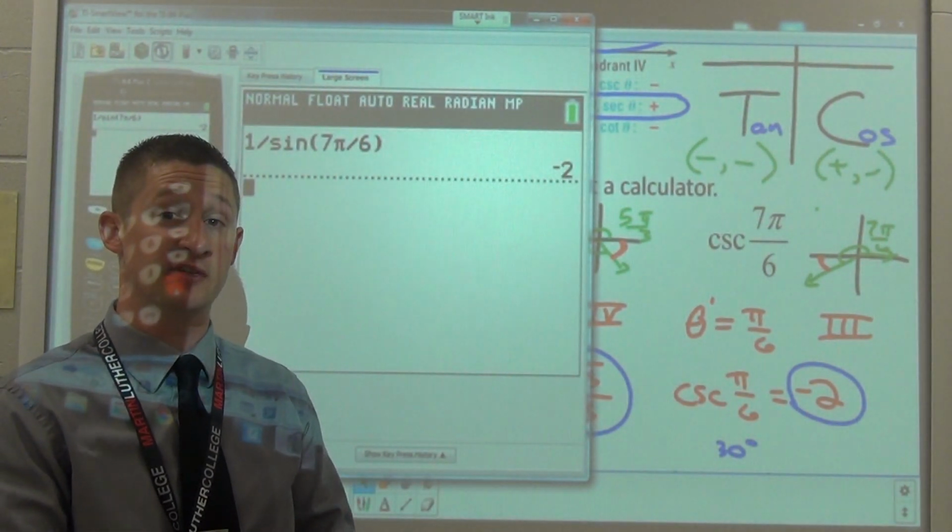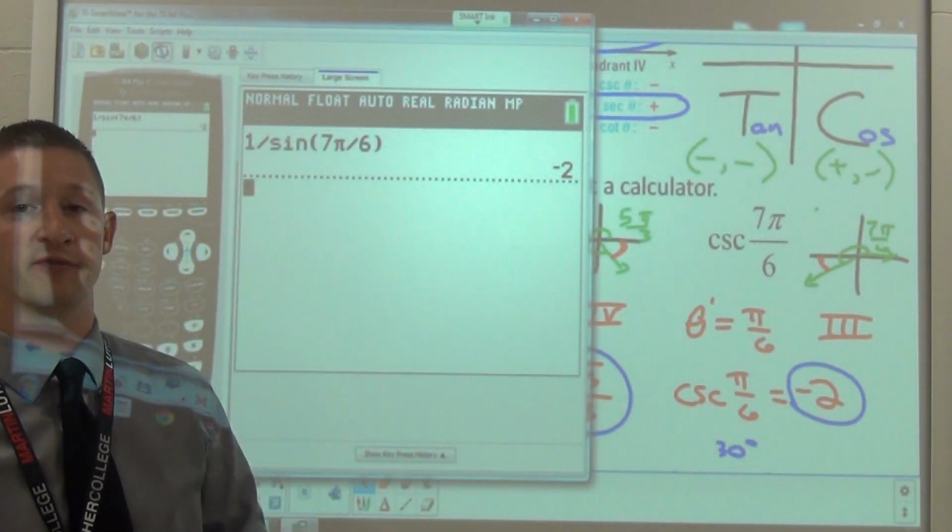So that's using reference angles and our hand trick to evaluate trig functions without a calculator.